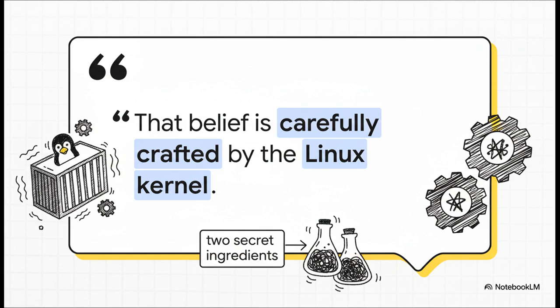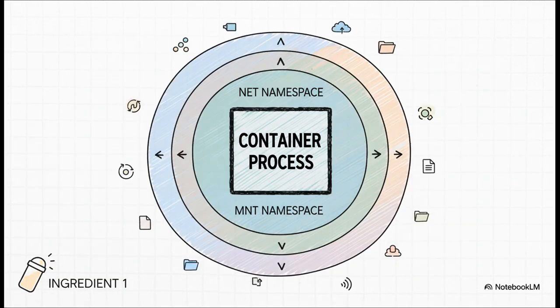And to pull off this really impressive trick, the kernel uses two secret ingredients. Ingredient number one is something called namespaces. This is the kernel feature that actually creates that illusion of isolation. The best way to think of them is like invisible walls. So a PID namespace gives a container its own list of processes, making it think it's process ID number one, the first and only process.